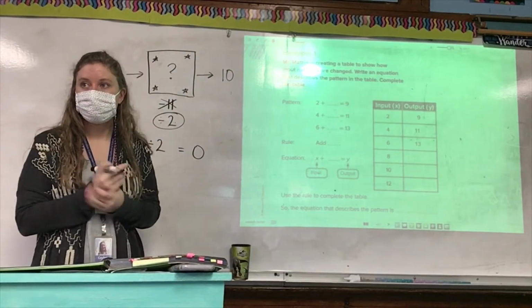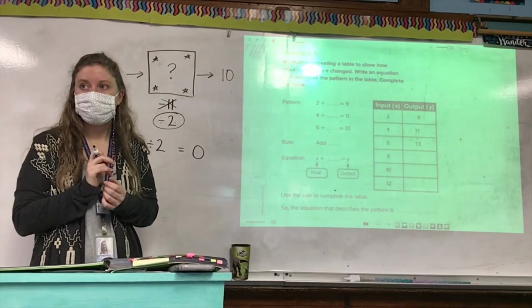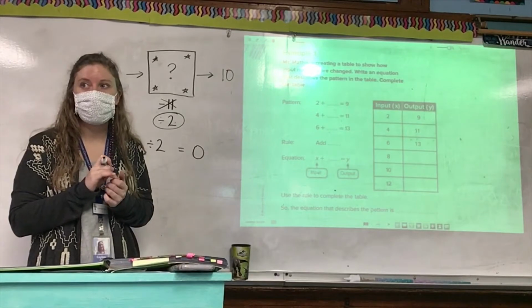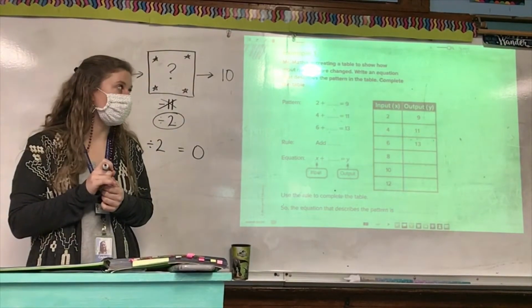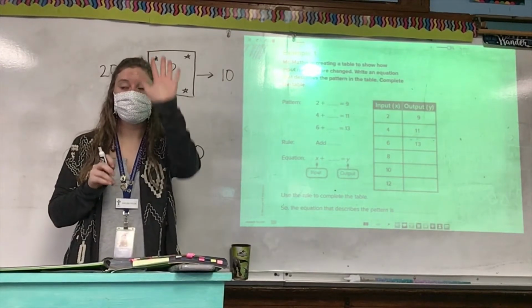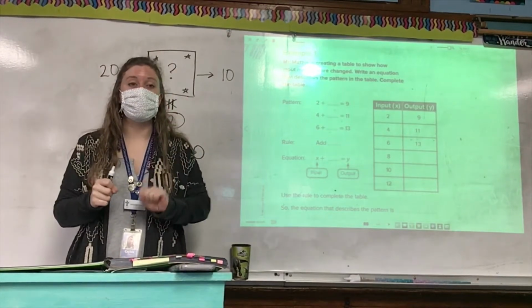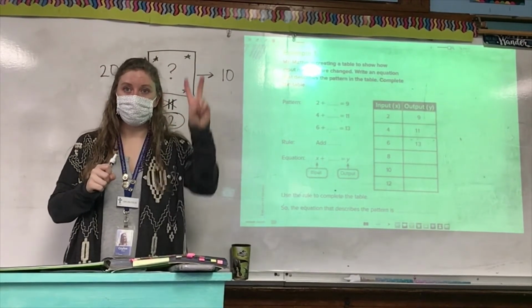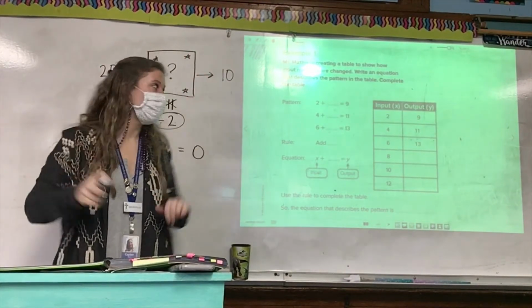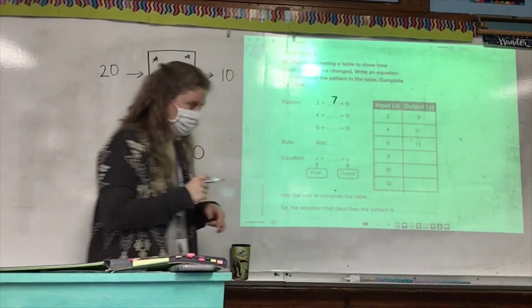We could add 6. You can count up and count back. Let's find out. 2, 3, 4, 5, 6, 7, 8. 7. So is it add 6? No, it's add 7. 2, 3, 4, 5, 6, 7, 8, 9. Yeah, we could add 7 to get 9.